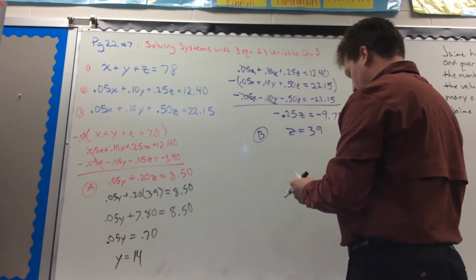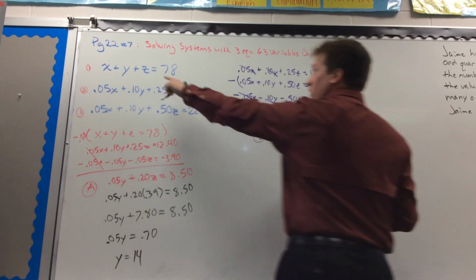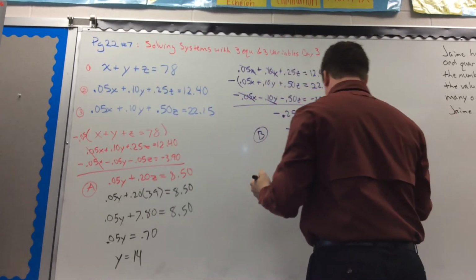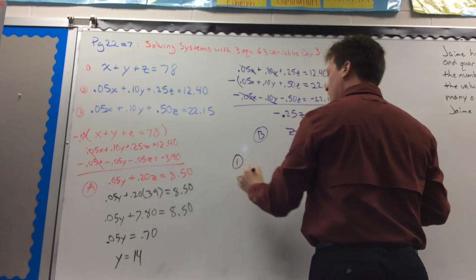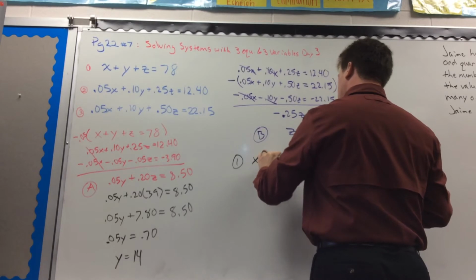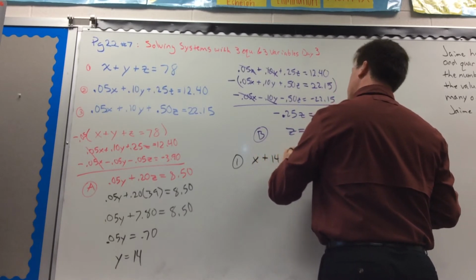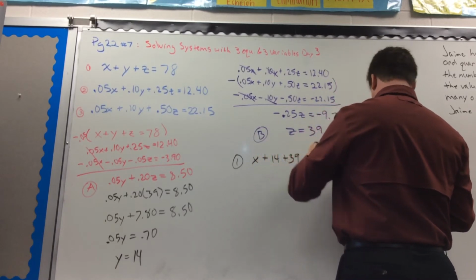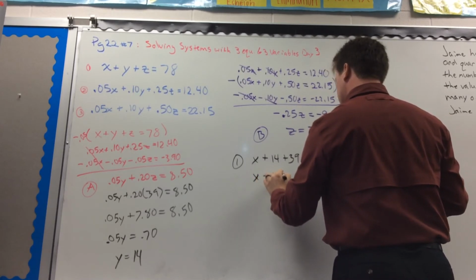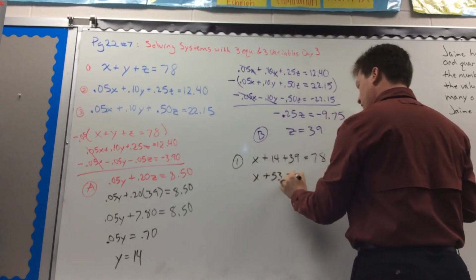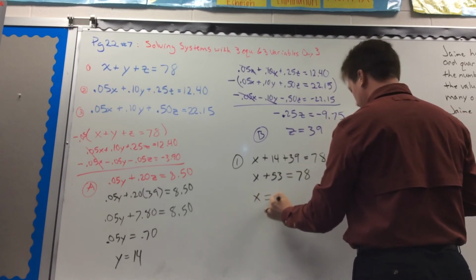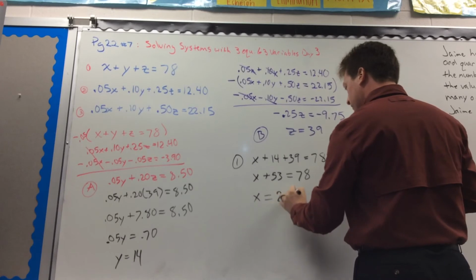Now I'm going to plug y and z into equation 1 because that's the easiest equation to use. So we're at equation 1, x plus 14 plus 39 is equal to 78. I've got x plus 53 is equal to 78. Subtract 53 on both sides, and I have x is equal to 25.